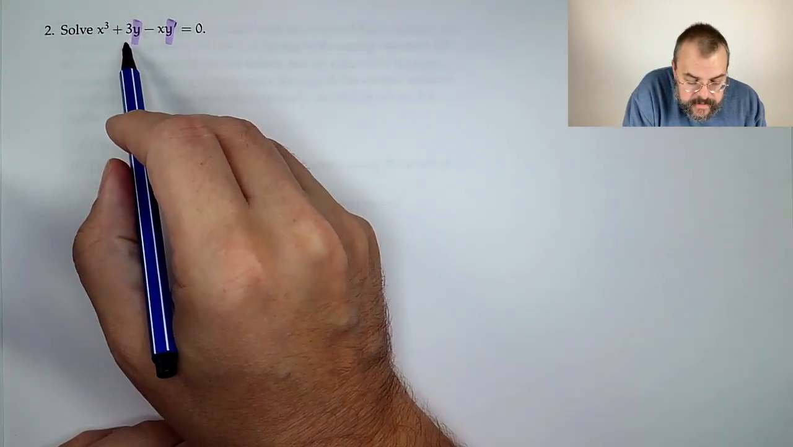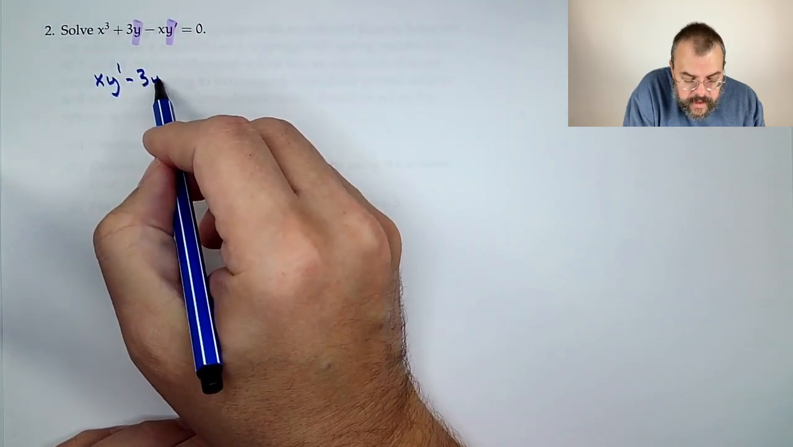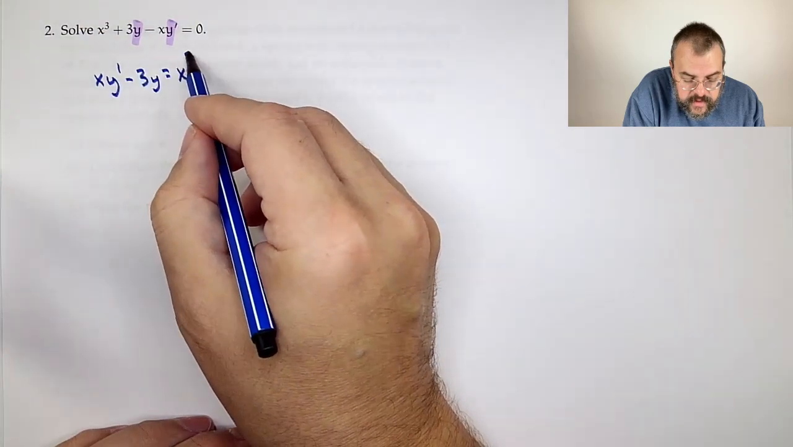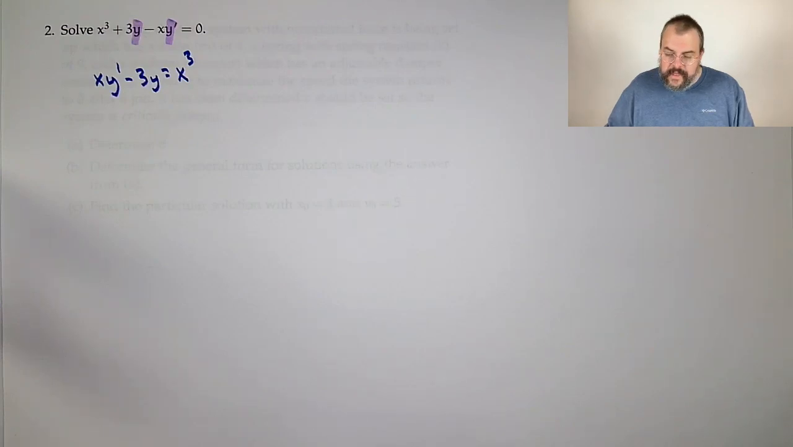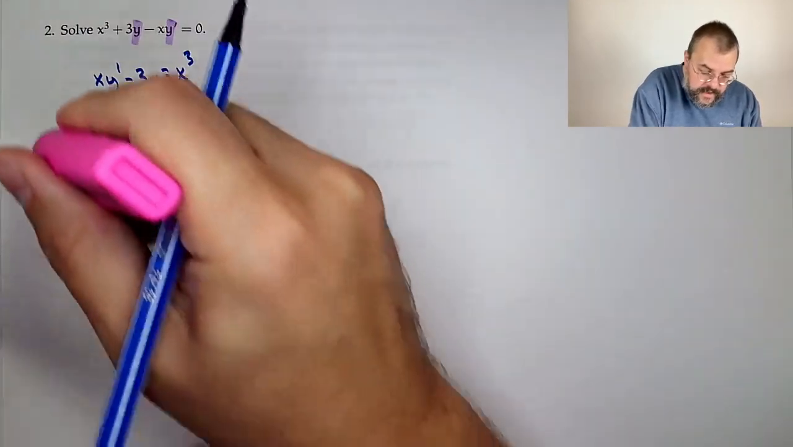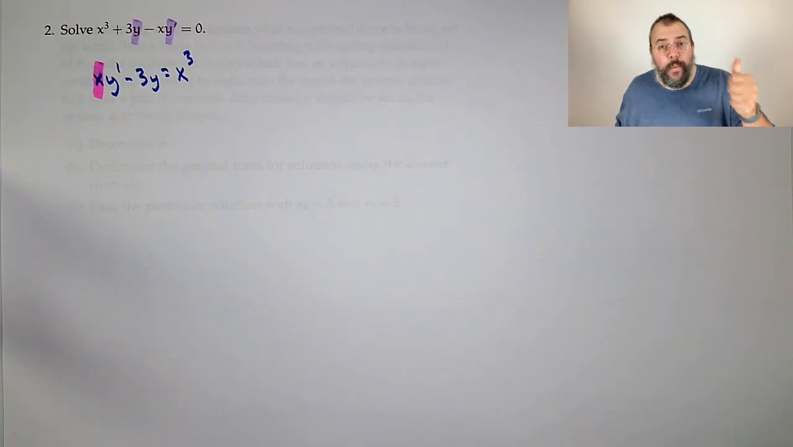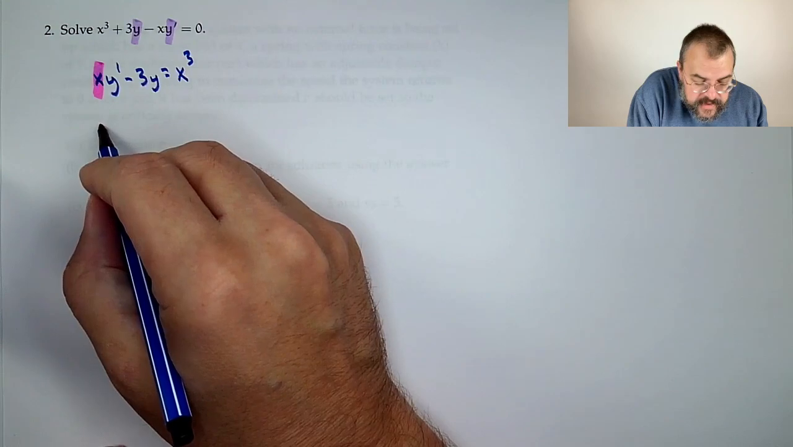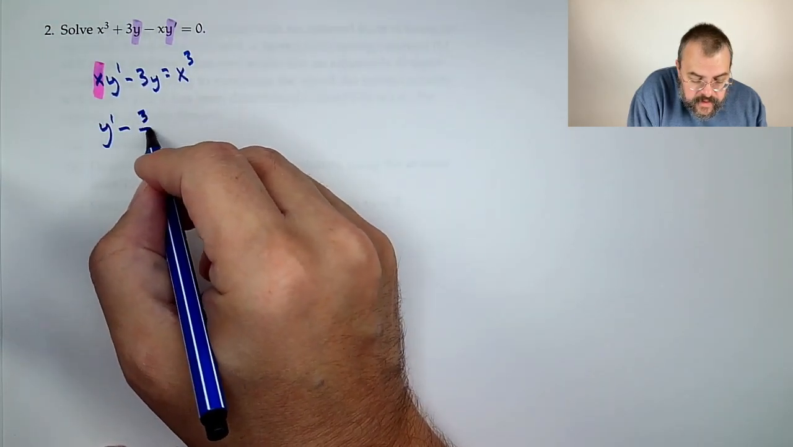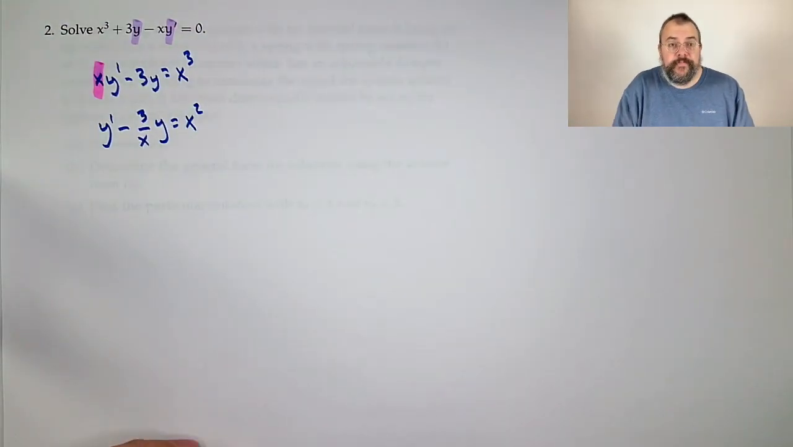So let's move that across. So we could say x y prime minus 3y is equal to x cubed. So we're getting closer. We're not quite ready yet. And you might say, well, why not? Because if we're doing linear first order, we have to look and say, hey, that thing in front of the y prime needs to be a 1. It's currently an x. So we now divide by x. So y prime minus 3 over x, y equals x squared. Now we're ready.